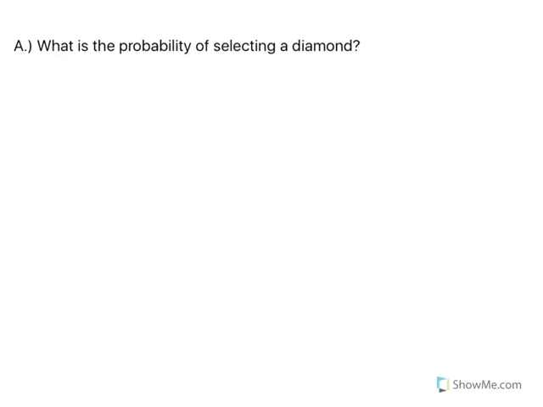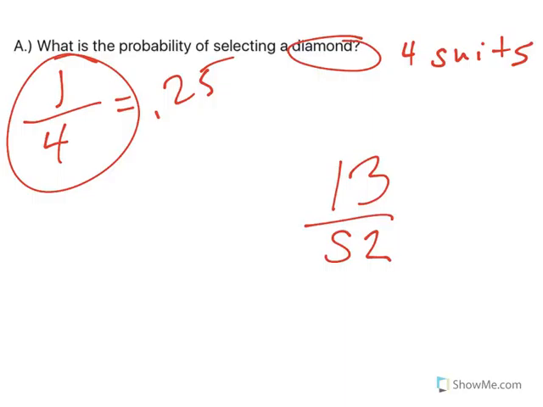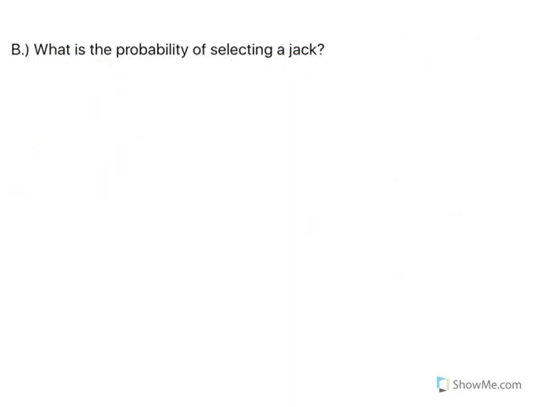Part A. What is the probability of selecting a diamond? Well, there are 2 ways to think of this problem. First of all, a diamond is one of the suits, and there are 4 suits. So a diamond is 1 out of 4. You could also write that as a decimal, 0.25. But you could also think, out of 52 cards, 13 of them are diamonds. So 13 out of 52, if you reduce that, you get 1/4. Either way, 1/4 is your answer.